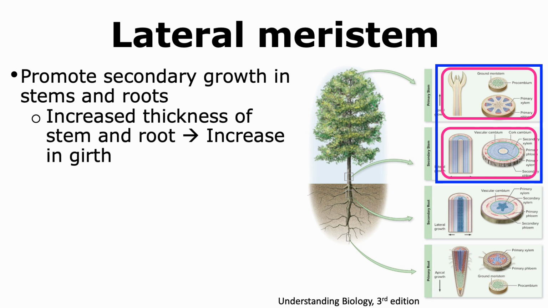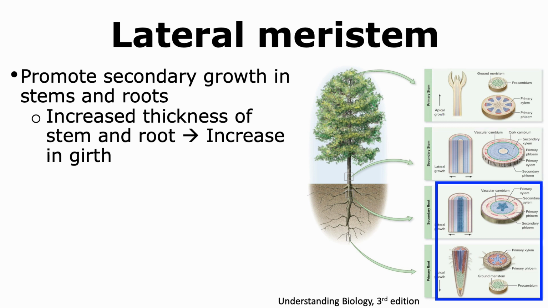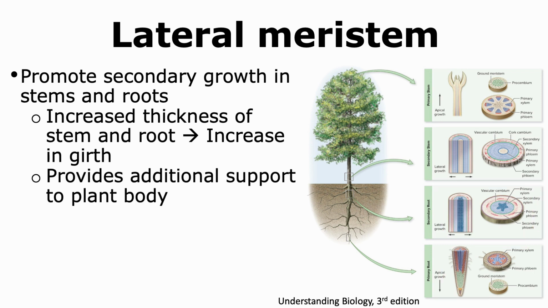This increase in thickness is due to the lateral meristems. Similarly, when we look at the roots, the tip of the roots are thinner than the part of the roots that attach to the stem. This increased thickness in the stem and root is essential because it provides additional support to the plant body, especially when the plant is very large, like that of a tree.